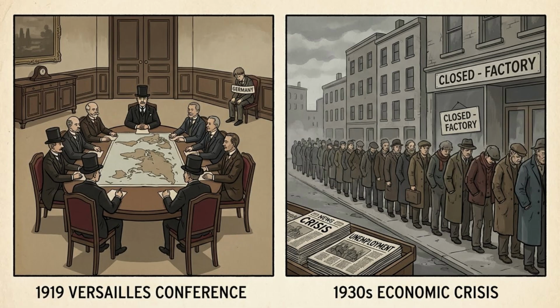At the same time, two other aggressive regimes were growing: Fascist Italy under Benito Mussolini and Imperial Japan, which was expanding in East Asia. In 1931, Japan invaded Manchuria in China. In 1935, Italy invaded Ethiopia. In 1937, Japan launched a full-scale war against China. The world saw the warning sign, but the major powers were reluctant to act.